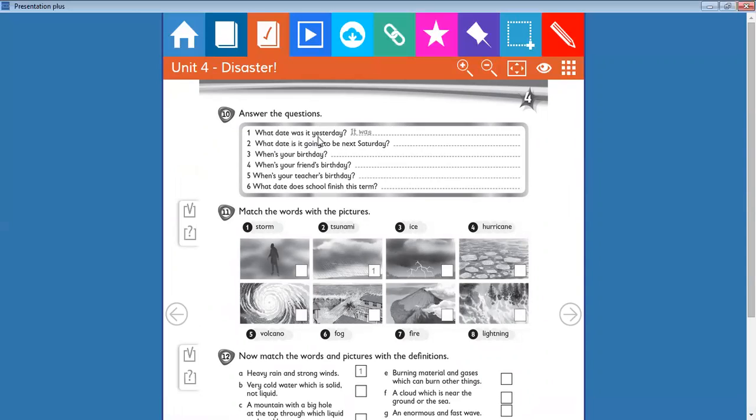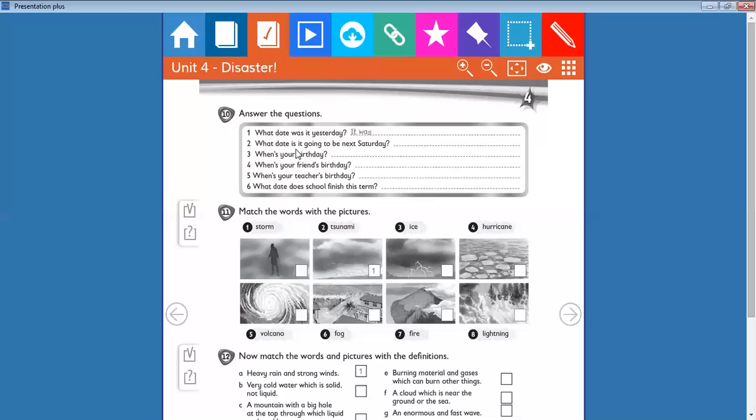What date was it yesterday? So yesterday, it was, for example, the 4th of May 2020, or whatever. It depends on the day you are reading this exercise. So we have to finish and complete these answers, write the answers. So we are going to write the dates.